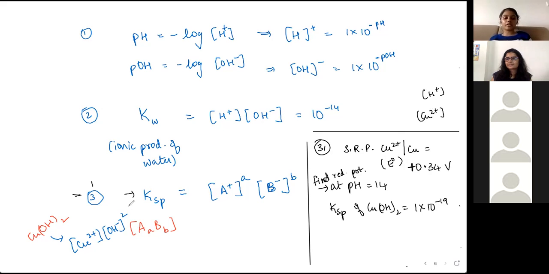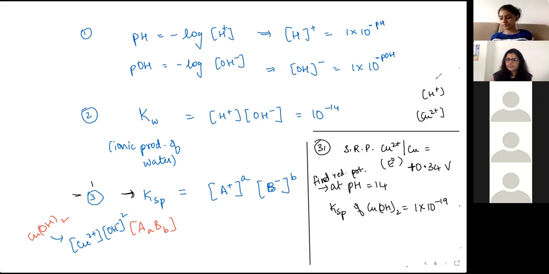Yeah, but Ksp is 1 into 10 raised to minus 19, is equal to, I'm taking Cu2+ and 2OH minus. Oh, using Kw. Okay, got it. Ma'am, we're using another equation. Correction. H plus concentration, always when you're figuring out the reduction potential, it's always going to be 1.